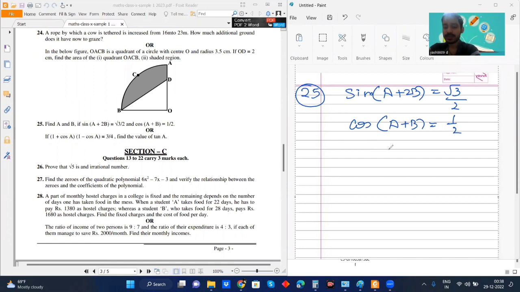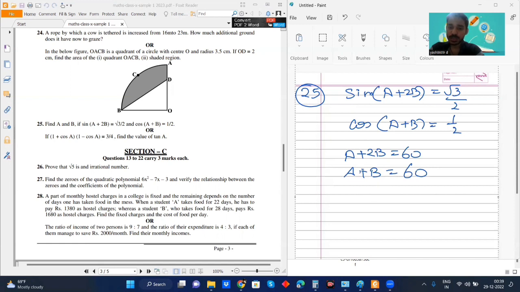So in this case, we have been given sine and cos. We know that sine is root 3 by 2 when the angle is 60 degrees. So A plus 2B is equal to 60 degrees, and cos A plus B is half when it is again 60 degrees, right? So A plus B is also 60 degrees.